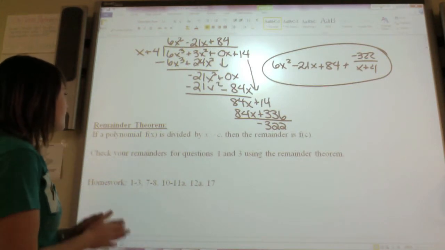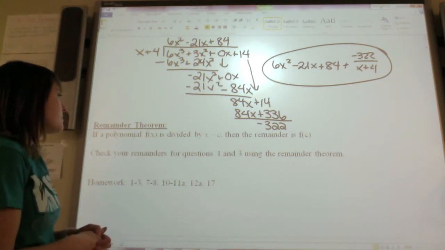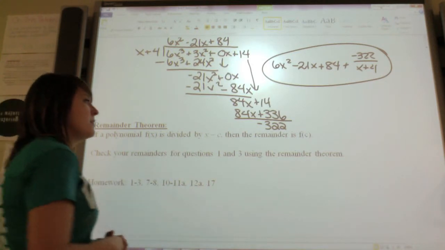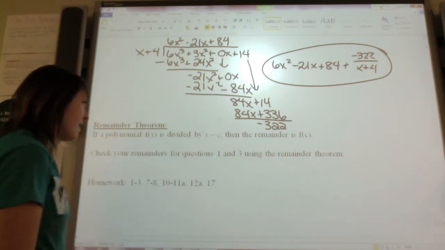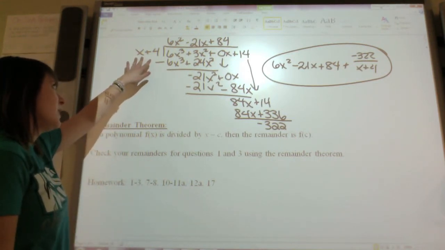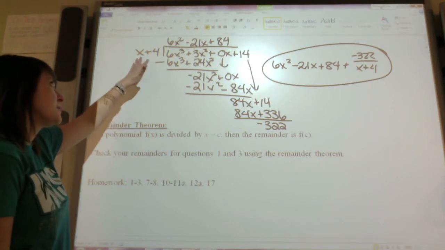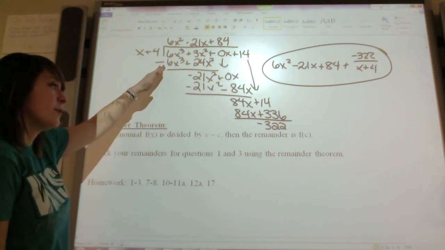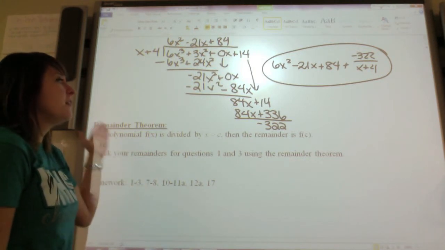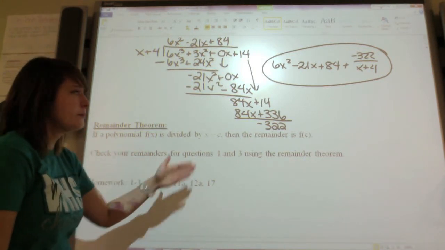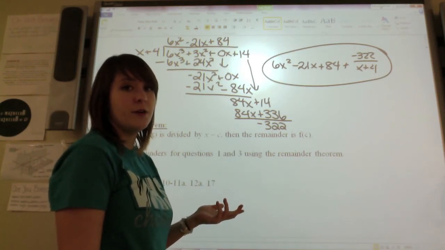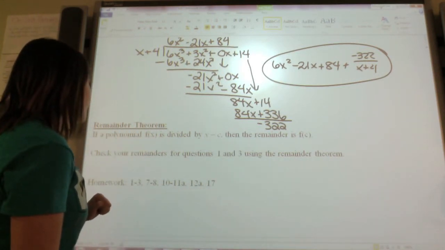Now we just need to talk about the remainder theorem. So the remainder theorem says that if we can divide by x minus c, then the remainder of that polynomial is going to be f of c. So in other words, if I can divide, like this one, I can divide by x plus 4, which is the same thing as x minus negative 4, then if I plug a negative 4 into my original function, that would give me the remainder, which should be negative 322 in this case. So go ahead and try that on your own, and you should see that it works.